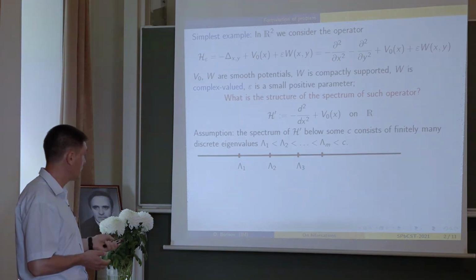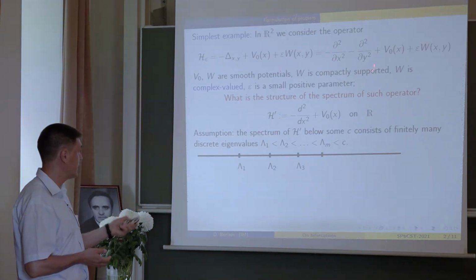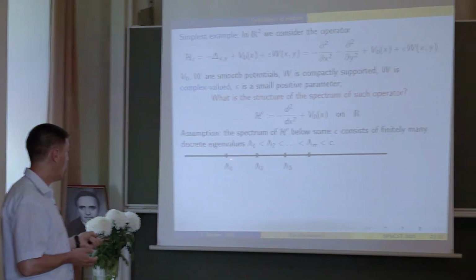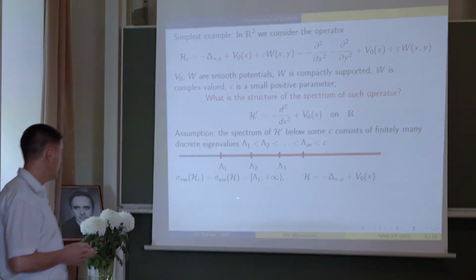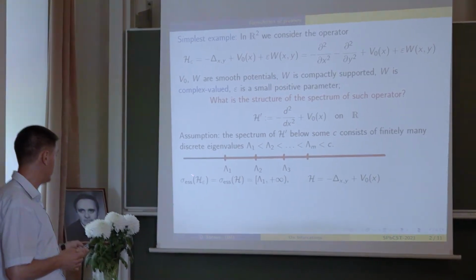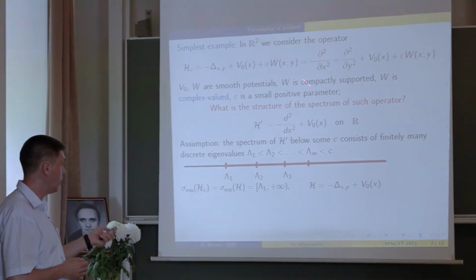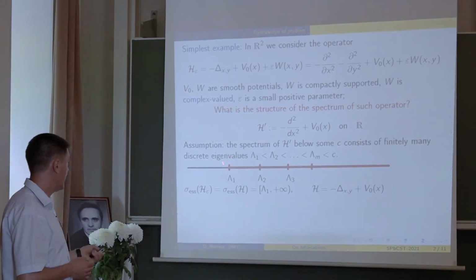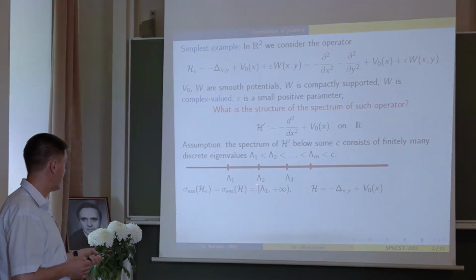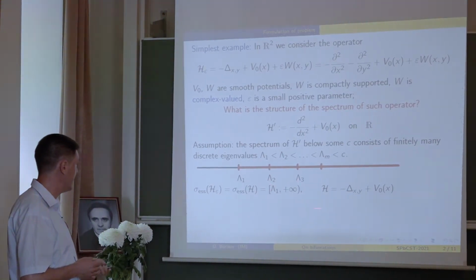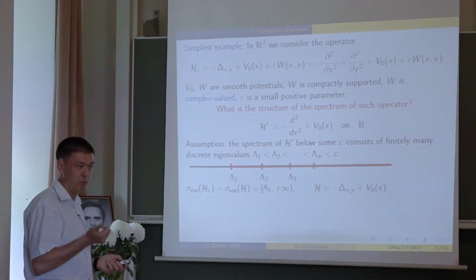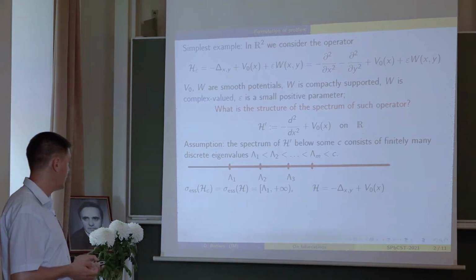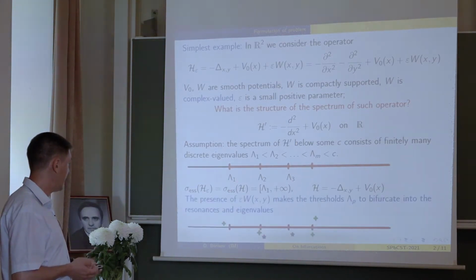So for the one-dimensional operator, I have just discrete eigenvalues, but once I add the second derivatives, this whole half line is filled by the essential spectrum. And the first statement here is that the essential spectrum of both this operator and that one is a half line from lambda 1 to plus infinity. And inside this essential spectrum, I have certain special points, these discrete eigenvalues, and I shall call them thresholds.